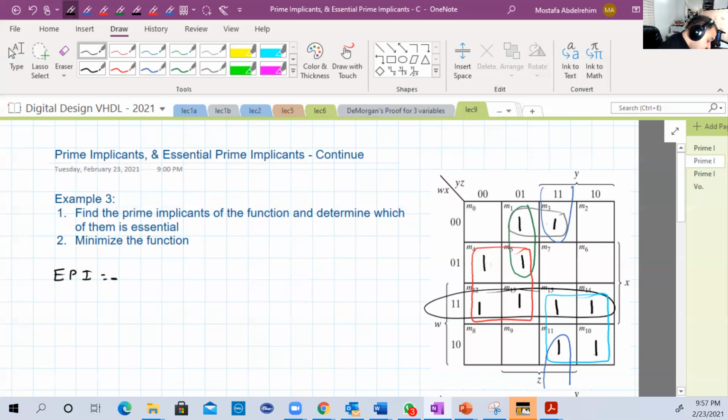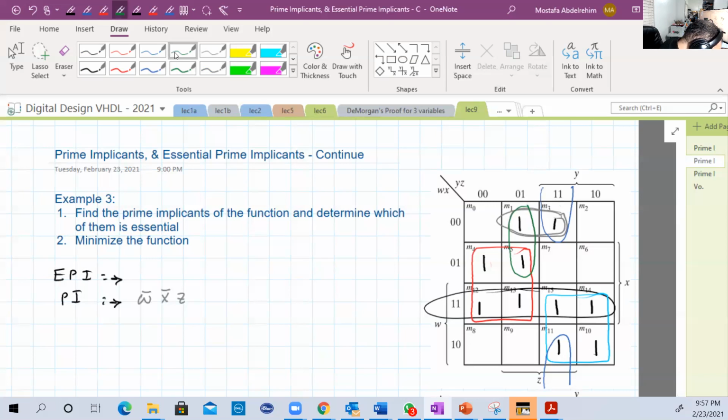Let's start with the gray. The gray is not an essential prime implicant because we have two ones in the gray. Here is the gray again. We have two ones and both are contained with other groups, which are the green and the blue. So we have a prime implicant and an essential prime implicant. So the gray is not essential. It is just a normal prime implicant. And this guy is W bar, X bar, Z.